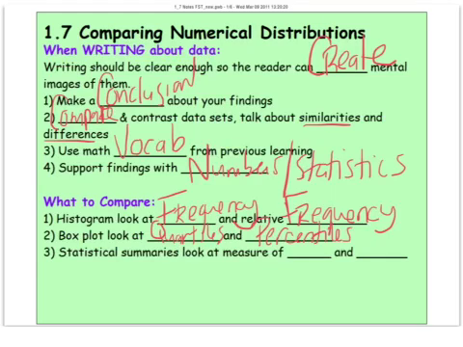And then the third thing is, if you're looking at statistical data, statistical summaries, look at the measures of center and spread. When you talk about the measures of center, we're talking mean and median. Measures of spread, we're talking range, interquartile range, and just being descriptive in terms of all of that numerical statistical data.